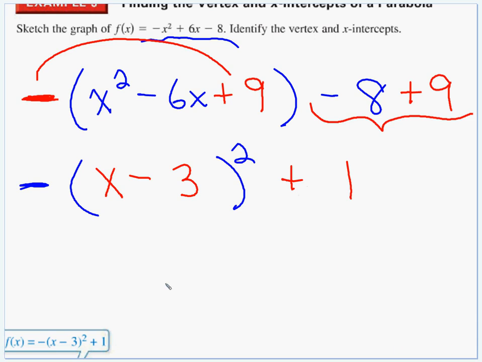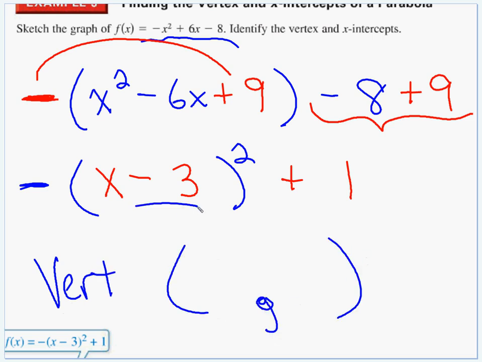Okay, we can make our graph a little better because we can now find the exact vertex. The vertex is going to be, flip the sign here, a positive 3, and this sign stays the same, positive 1.